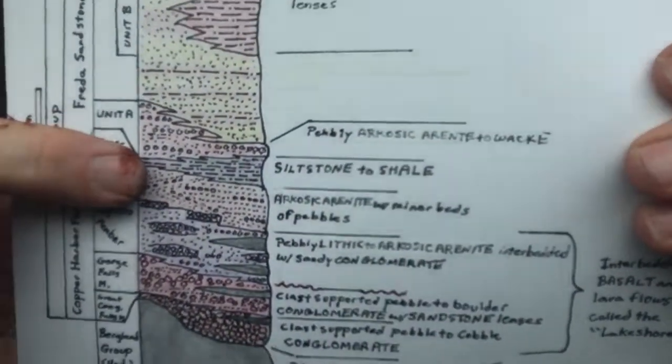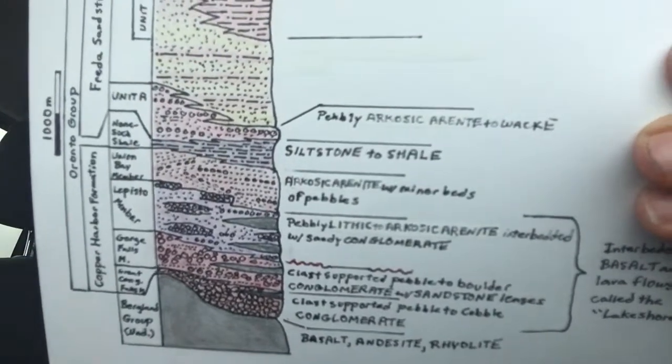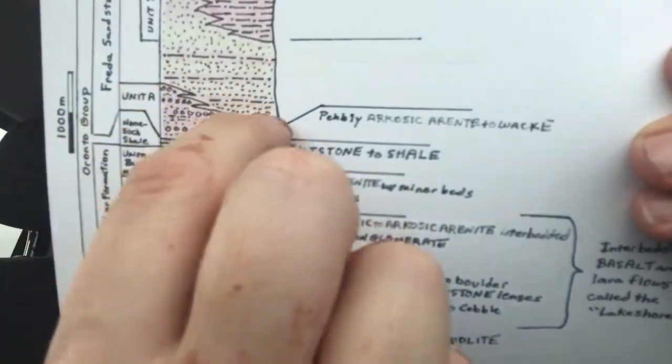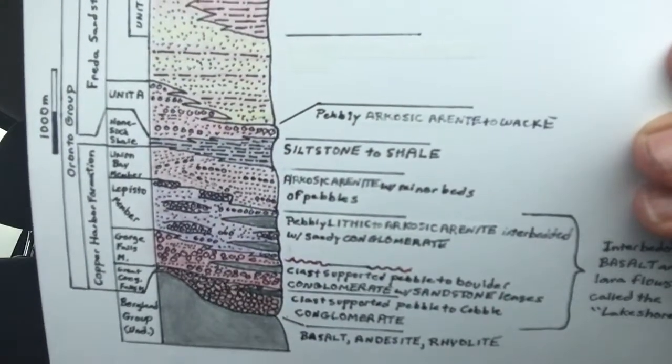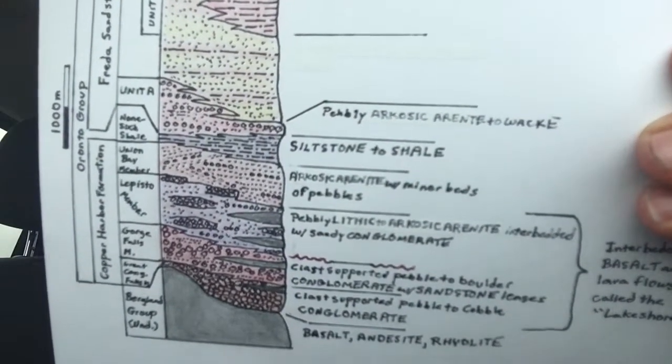Below the Frida and intertonguing with it is the Nonesuch Shale. The Nonesuch is the thinnest of all the Mid-continental Rift sediments. It intertongues with the Copper Harbor below and the Frida above. It is mostly lacustrine or lake deposits, and it is also the finest grained of the formations overall.